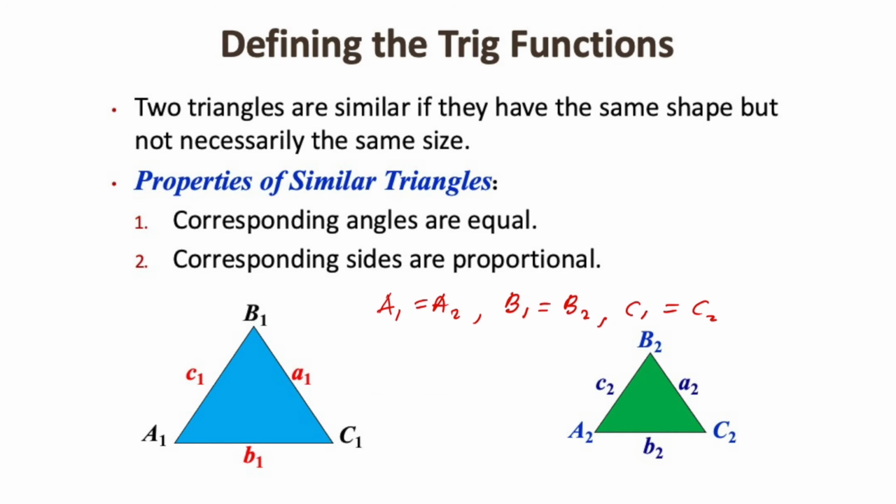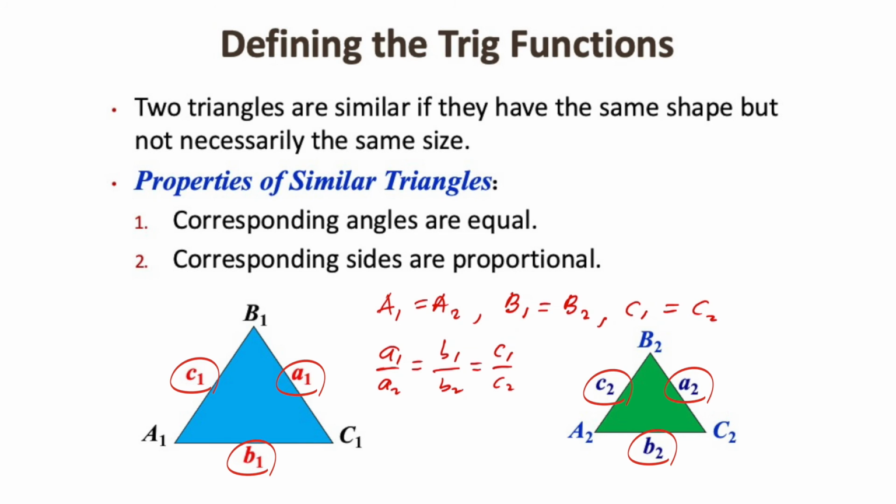And you can say that A1 over A2 is equal to B1 over B2 is equal to C1 over C2. That is, this side A1 over A2 should be the same thing as B1 over B2, and likewise should be the same thing as C1 over C2. These are the properties you need to remember about similar triangles.